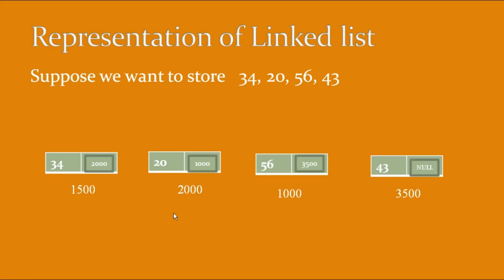So the address of the next node will be stored onto the link part of the previous node. So we can see here in the link part of the first node, 2000 is stored. So 2000 is the address of the next node, that is the second node. In the second node link field, the value stored is 1000, which is the address of the third node.